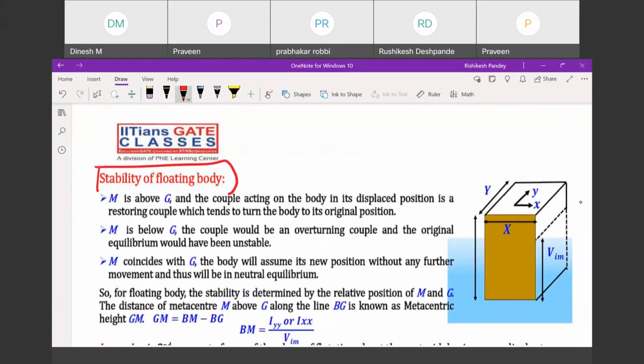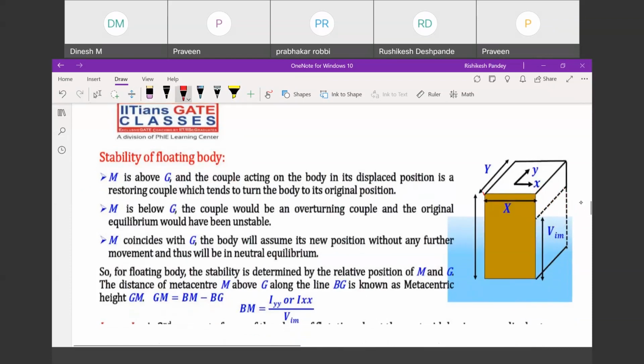Stability of floating body. In the last slide we have seen stability of submerged body. In the case of a floating body, you see this is the free surface, this is your floating body. Only this much portion is immersed here, and the portion above this is lying above the free surface. You assume this is your boat.